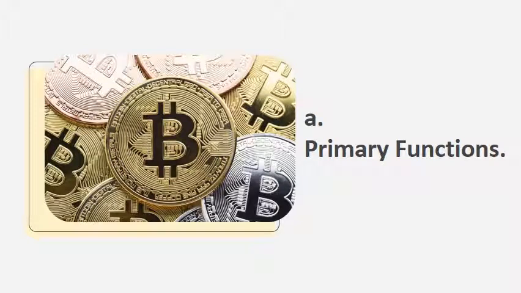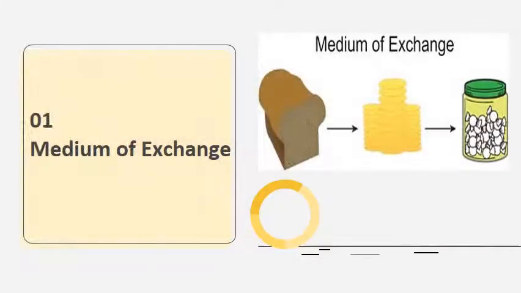Primary functions of money. Primary functions means the very basic function or the very basic work that money does. The primary function of money has been given two forms. The first one is medium of exchange. The most important function of money is to serve as a medium of exchange. Any commodity can be purchased or sold with the help of money.